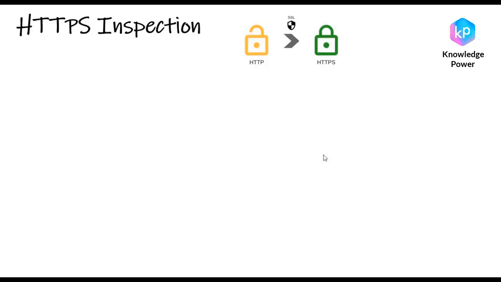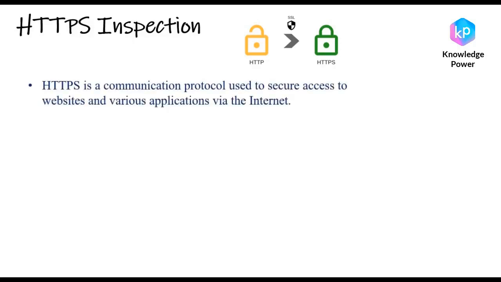So I'm going to teach you how it works, and the reason you need it is for Checkpoint to be in the middle and open up a connection, so Checkpoint can check it through all its blades: antivirus, antibot, IPS, all its blades. Okay, so HTTPS is a communication protocol used to secure access to websites and various applications via the internet. It encrypts data using the SSL/TLS protocol.